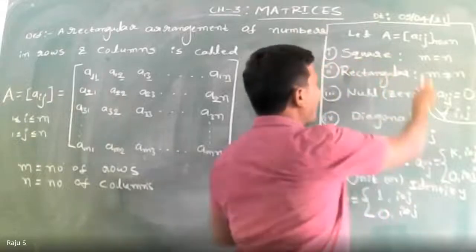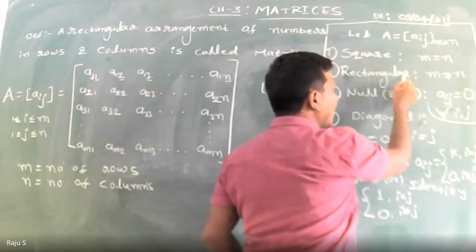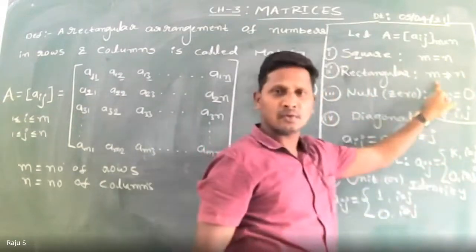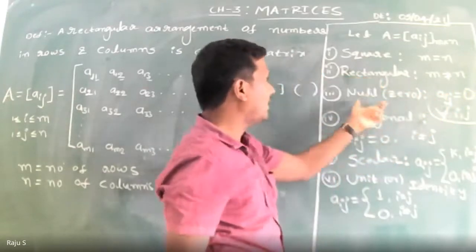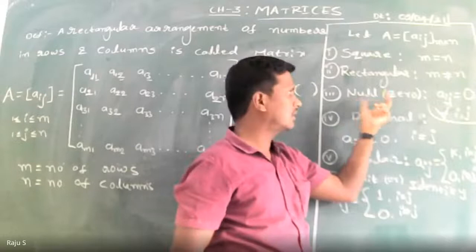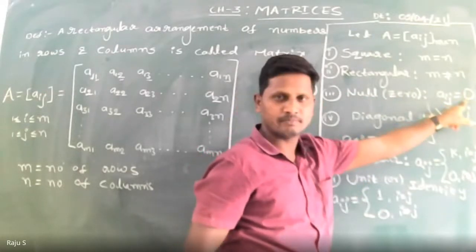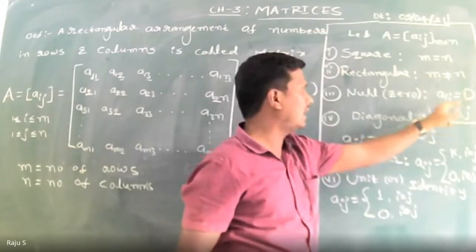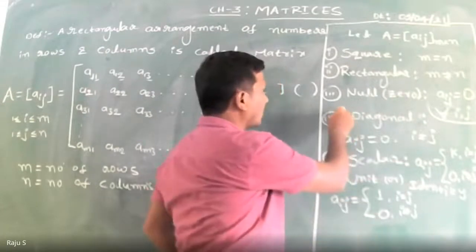So the matrix Aij of n by n is said to be a rectangular matrix when rows are not equal to columns. So the number of rows not equal to the number of columns is called a rectangular matrix. Null or zero matrix: all the elements of a given matrix are zero, then that is called a null or zero matrix. Diagonal. Diagonal is important.